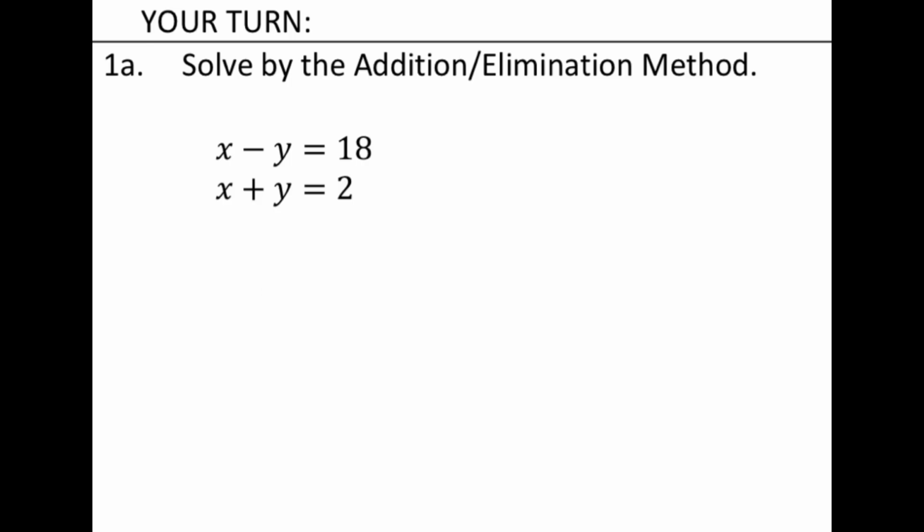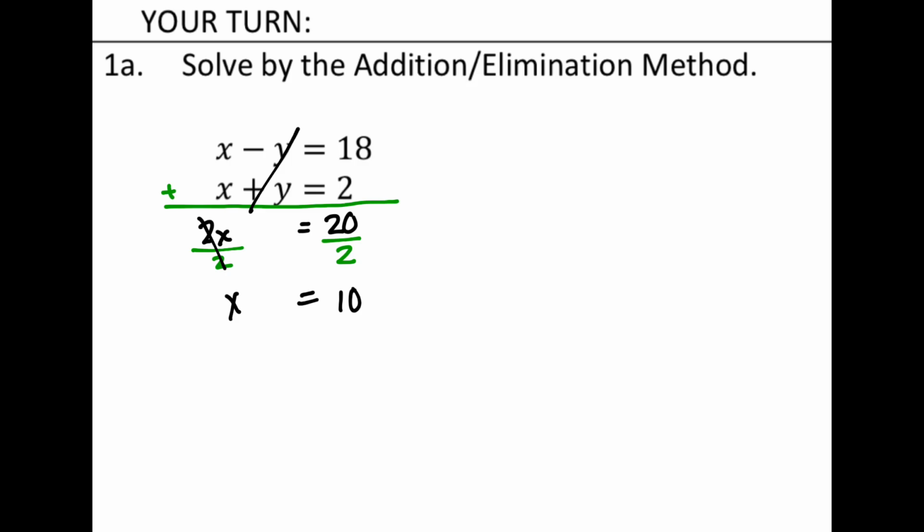Okay, so if I add them right now, these two combine together, but these two are eliminated. Okay, so here we go. Let's do it. Add these up. We end up with 2x, y's cancel, equals 20. Divide by 2, so x equals 10.